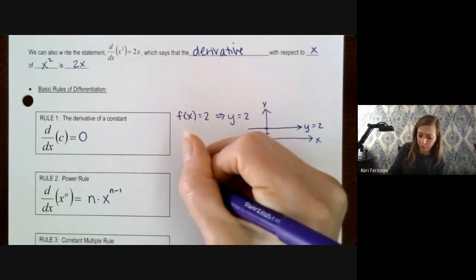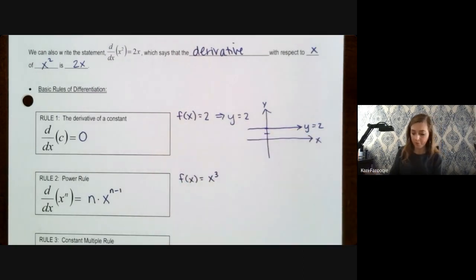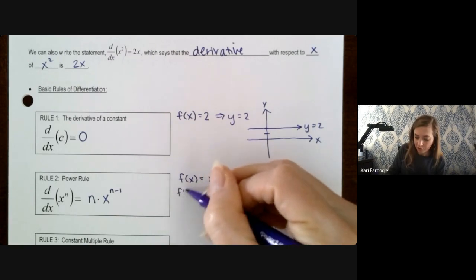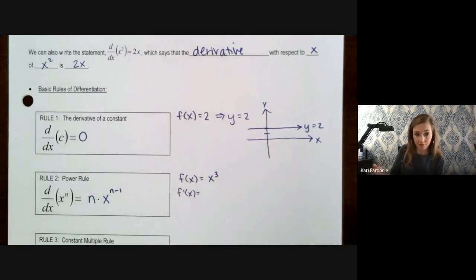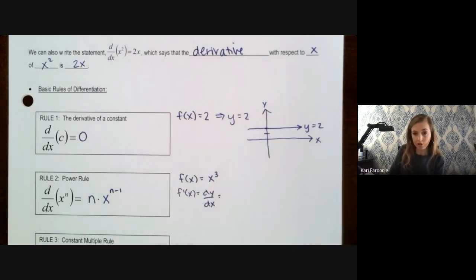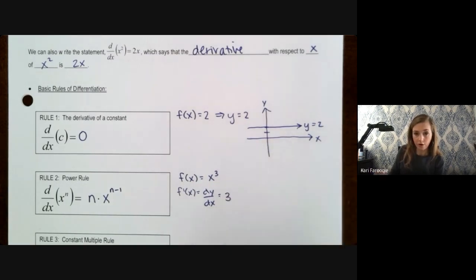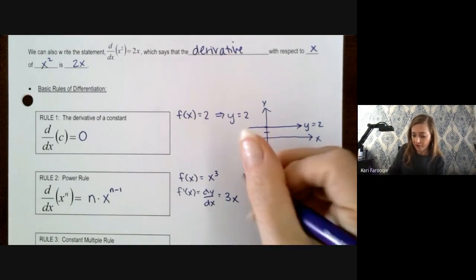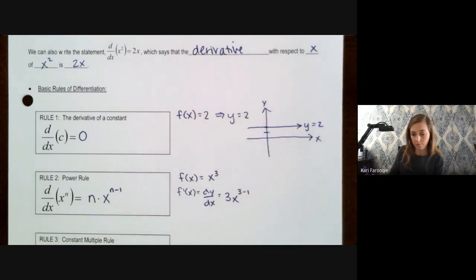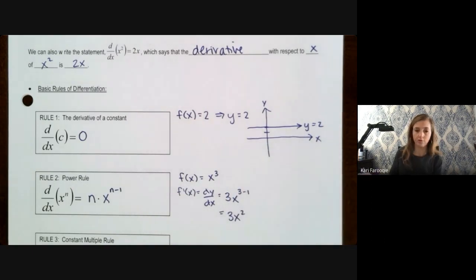What that would look like would maybe be if you had f of x equals x cubed. Well, you would find f prime of x, which, by the way, is the same thing as saying dy dx. Get used to working with this notation. The derivative would be, you're going to move the exponent in front of the x, rewrite your x, and decrease your exponent by 1. So your derivative would be 3x squared. That's how the power rule works.